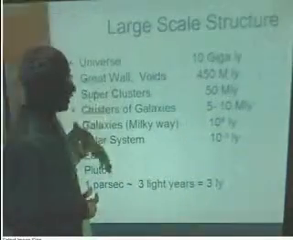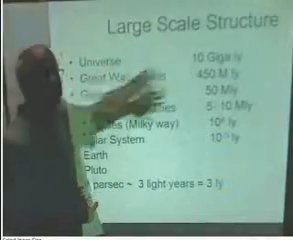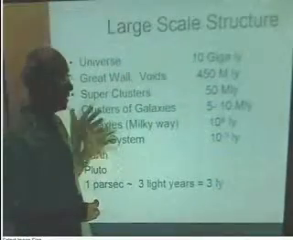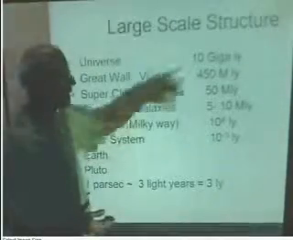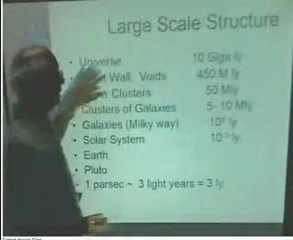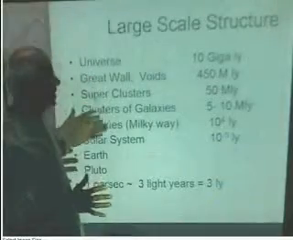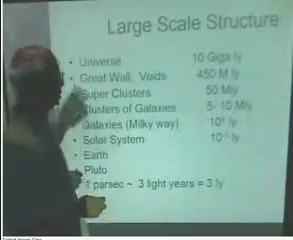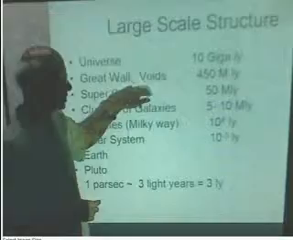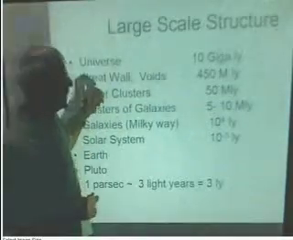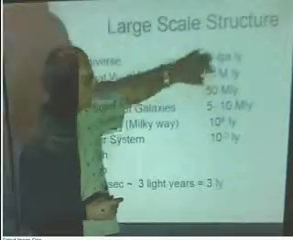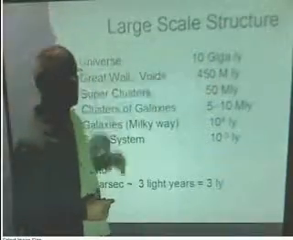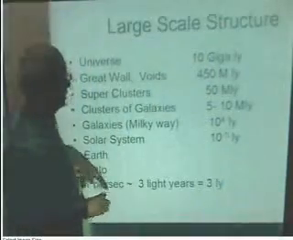So in terms of light years, the size of the universe is 10 giga light years, that is 10,000 million light years. Now, the biggest object that we know of in the universe is called the Great Wall or voids. We'll see a slide of this later. Its size is about half of 1/100th of the whole universe, about 450 million light years.